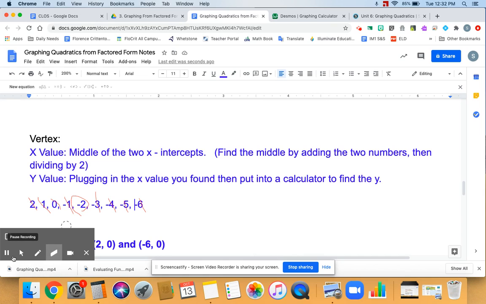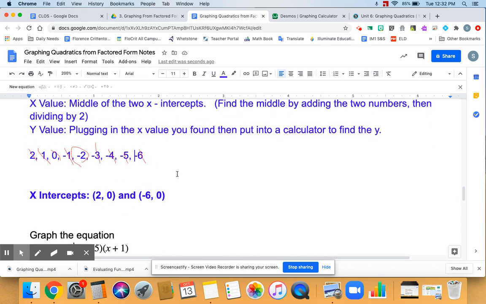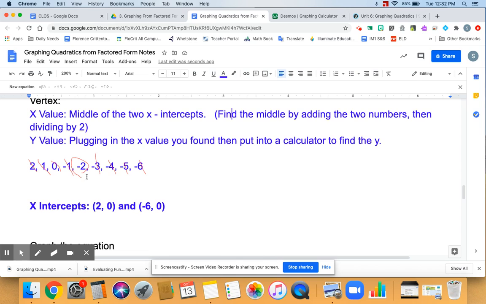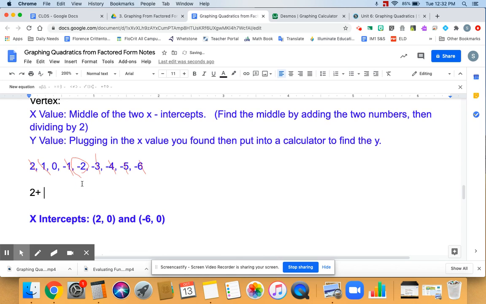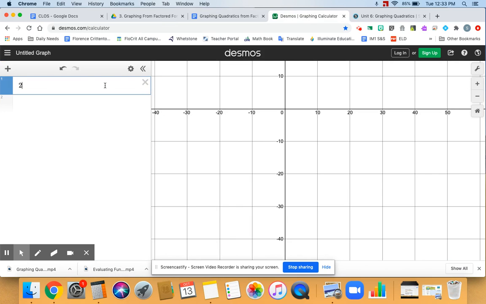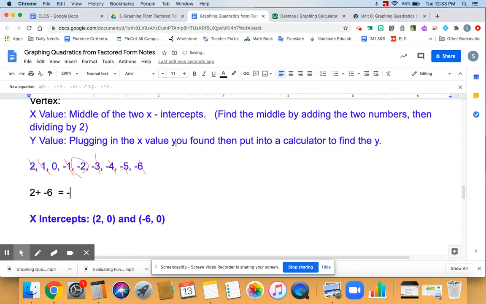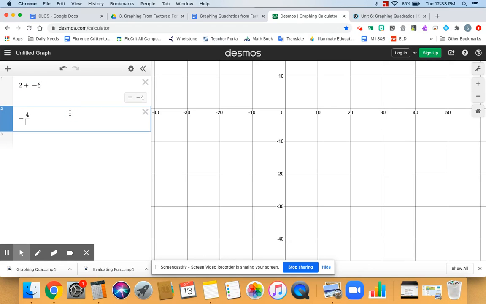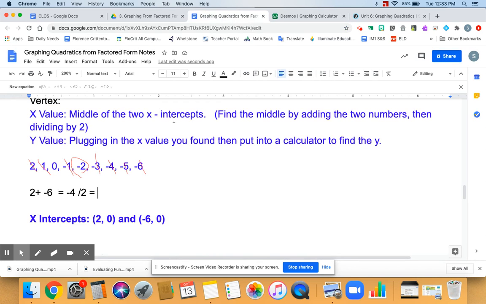Well, sometimes it's not always that easy. So the second way I told you can do it is by adding the two numbers. So I can do 2 plus negative 6. I do that in a calculator, 2 plus negative 6. I get out negative 4. So that's going to equal negative 4. Then you always divide it in half. You're going to divide it by 2. So I have to do negative 4 divided by 2 to figure out that negative 2 is in the middle of those two numbers, which I also figured out by doing it the cross-out way.